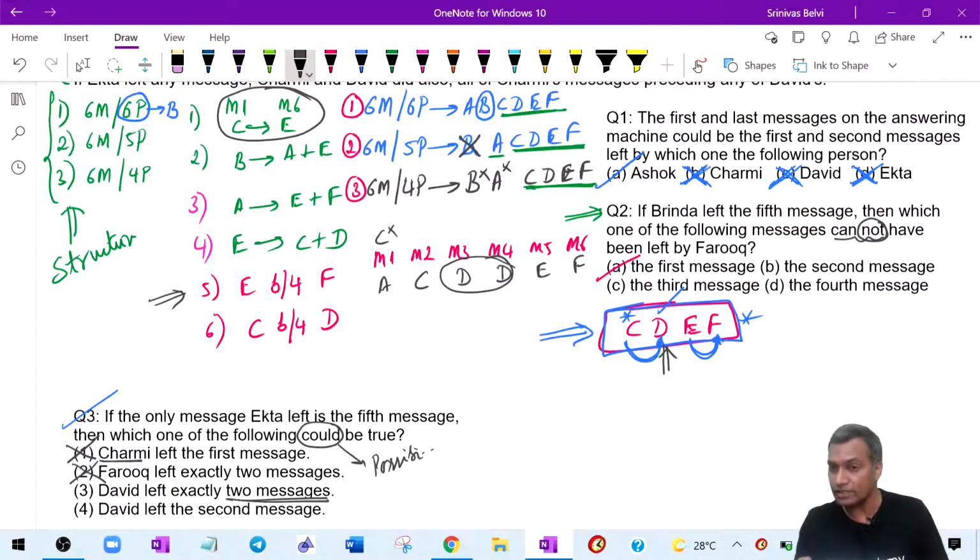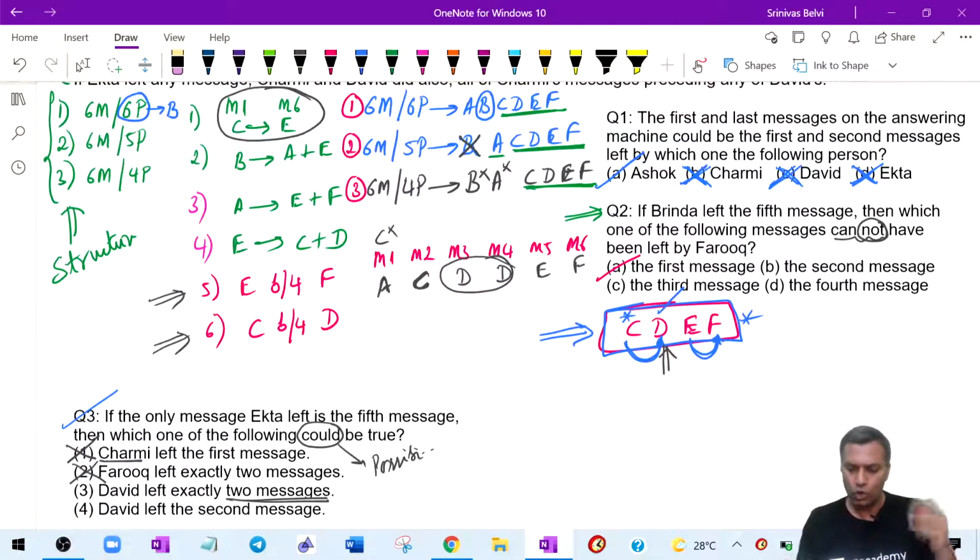I showed you the arrangement. So which are the 2 messages here? Up before that, Charmi. Why? According to statement 6, Charmi's messages should come before David's message. Okay, second message is by Charmi. Then who left the first message? First message is left by A, some person by the name Amar or whatever. So that is the first one.